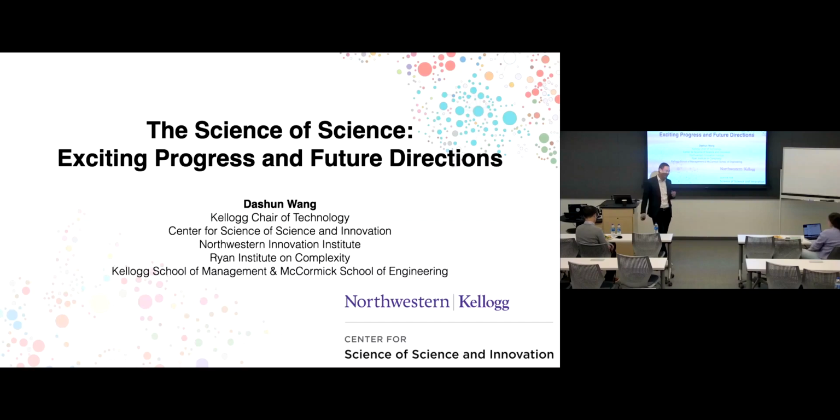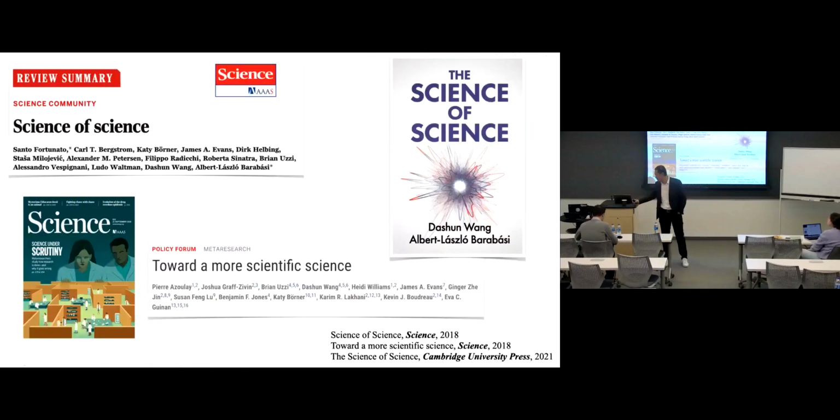All right, so let me get started on the talk. Science of science. Let me give you a one-minute intro on what science of science is. If you think about the timeline, I think 2018 was an exciting year for the field, where we published the first review paper for the field. It's called Science of Science in Science. Later that year, Science also put out a special issue, putting us on the cover, arguing to vote more scientific science. In 2021, we were also excited about the first book for the field called The Science of Science.